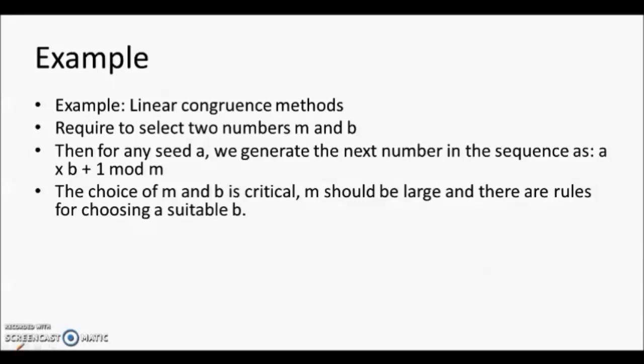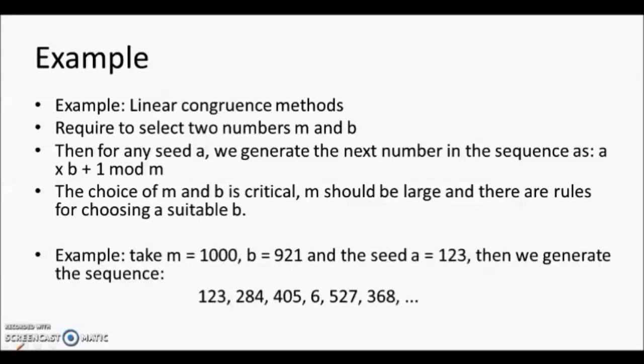The choice of m and b is critical. m should be large, and there are rules for choosing a suitable b. So, see the example of how the linear congruence method can generate a random sequence. The analysis of the randomness of this sequence is difficult. Other than this, we can use additive congruence methods to generate random numbers.